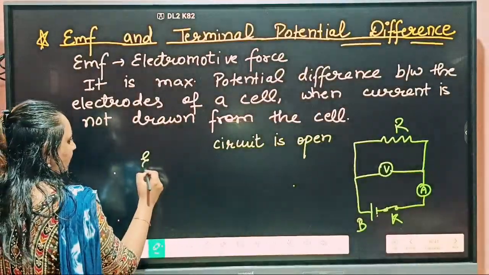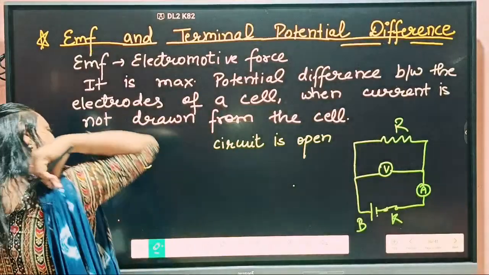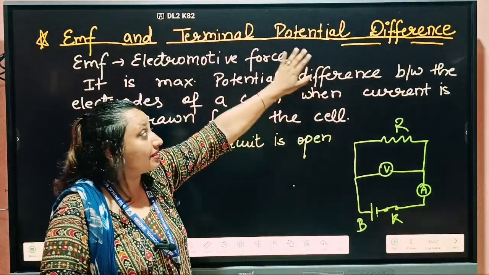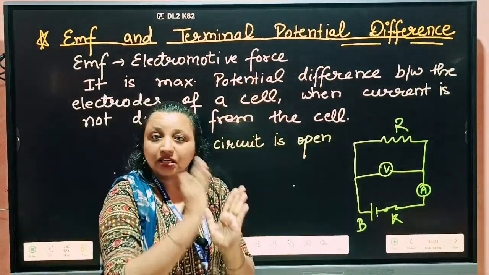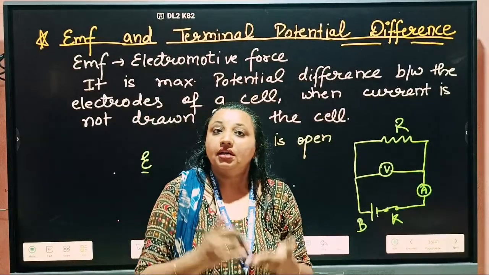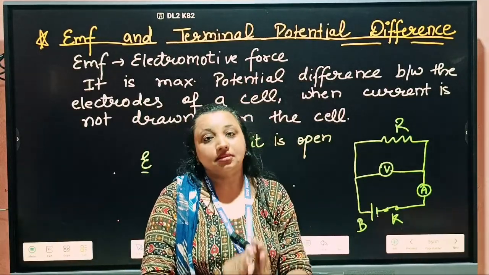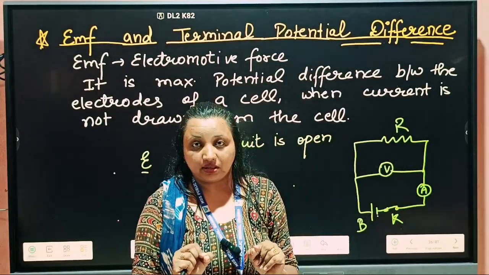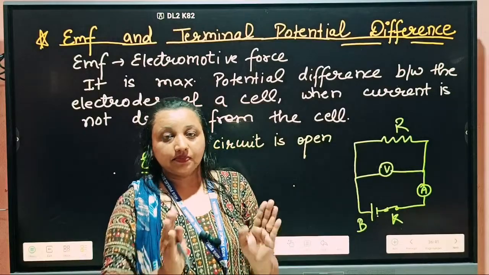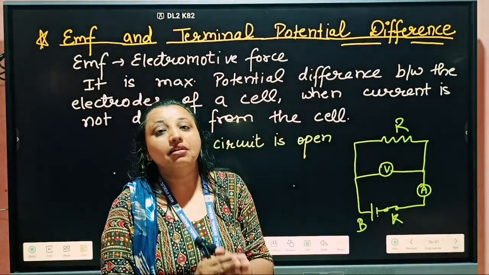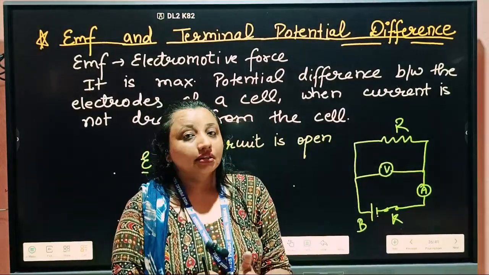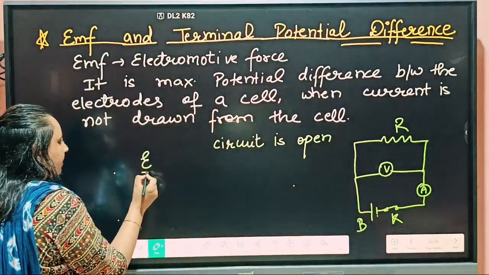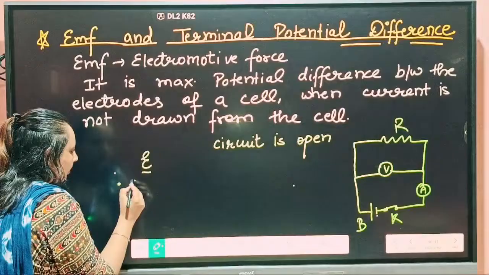It is represented by the letter E, EMF, and its value is greater than that of terminal potential difference, because in case of terminal potential difference, current starts flowing. When current starts flowing, internal resistance also acts, क्योंकि जब current flow हो रहा है, there is some opposition in the path of electric current which is known as resistance. There is external resistance as well as internal resistance acting through the conductor, right? So the value decreases. So it is represented by EMF. It is a scalar quantity.